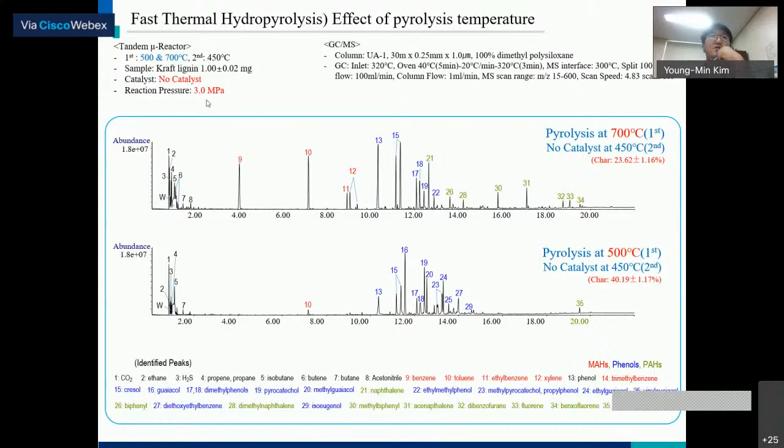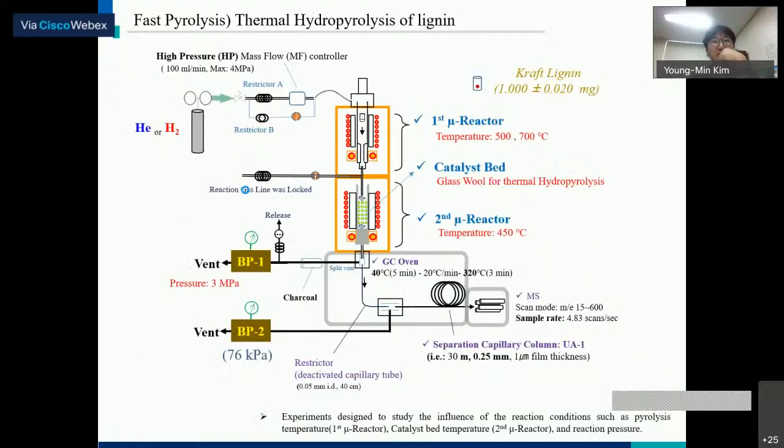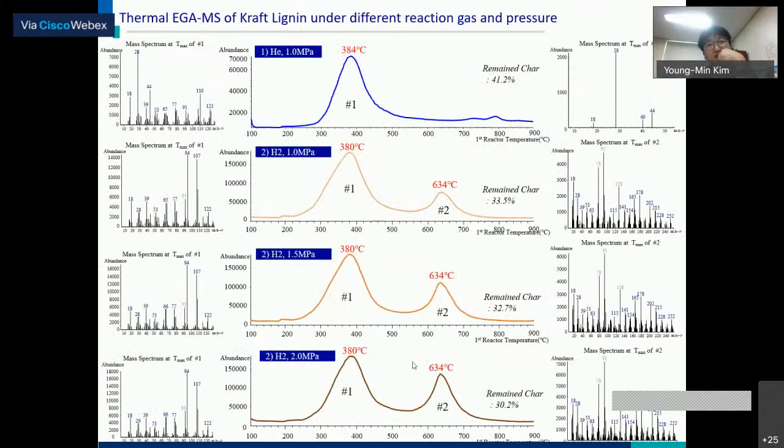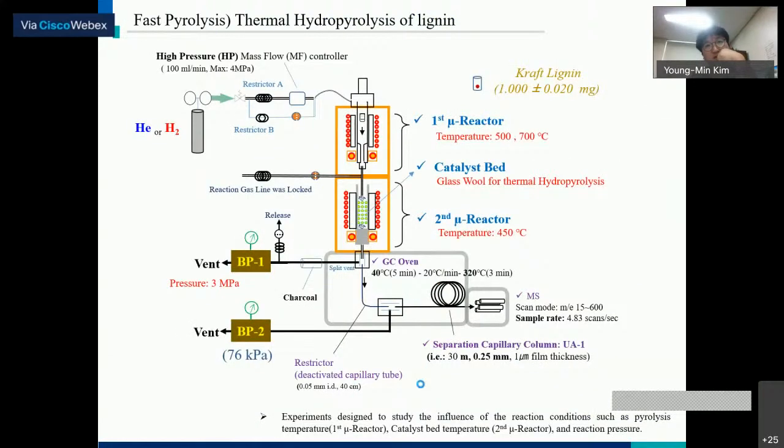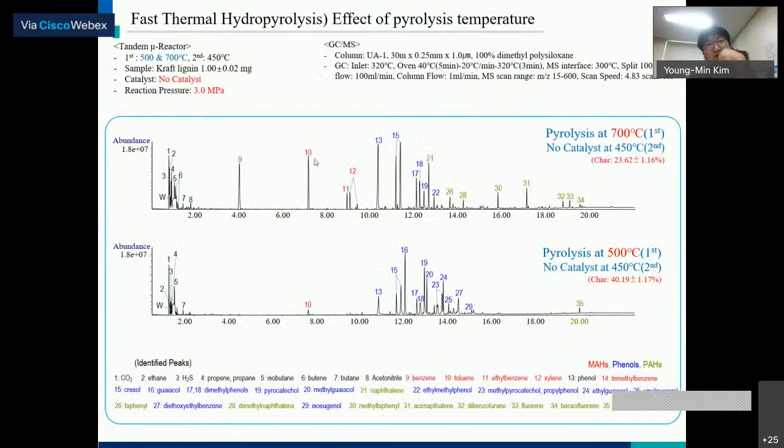And also the reaction pressure is 3.0 megapascal. So in that case, I show. Yeah, almost this case. So this additional product was benzene and toluene and the xylene, ethylbenzene, xylene. So these are polyaromatic products. So we can get a larger amount of target products, even though we didn't use any catalyst. The reaction condition is 700 Celsius degree and the char amount is very low compared to the 500 Celsius degree.